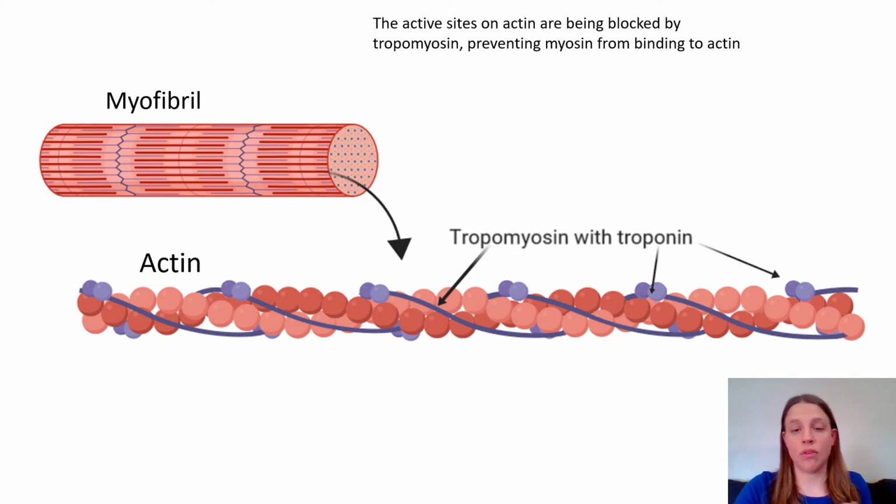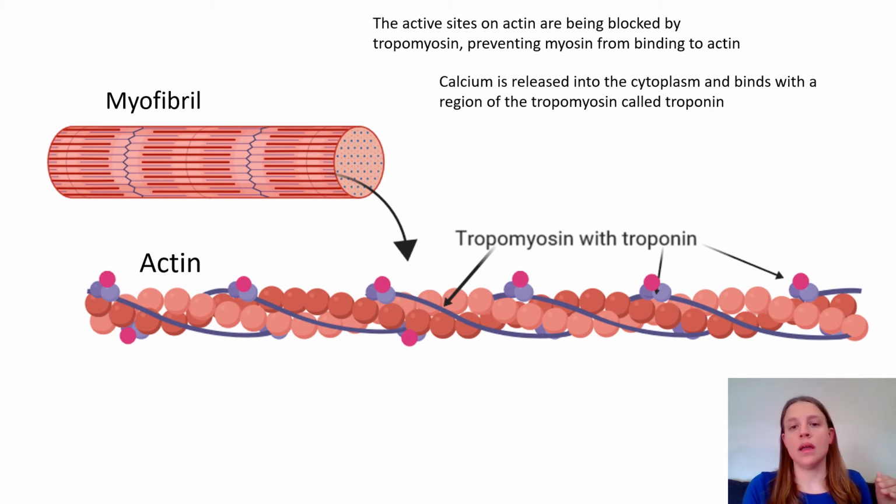At rest, the active sites on actin are being blocked by tropomyosin. This is preventing the actin and the myosin from connecting with each other. But when the calcium is released, it binds to part of the tropomyosin called the troponin. The tropomyosin is the purple strand with the purple balls, and just the purple balls are the troponin.